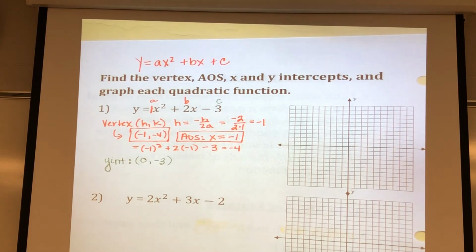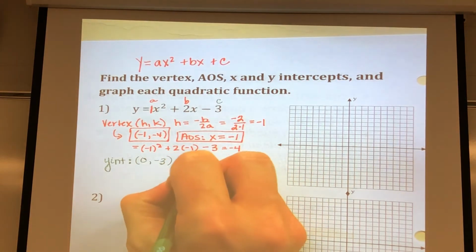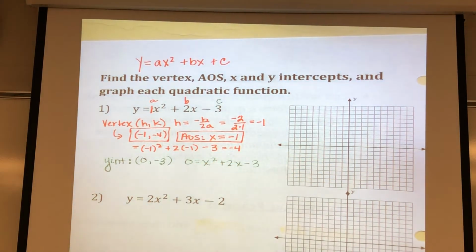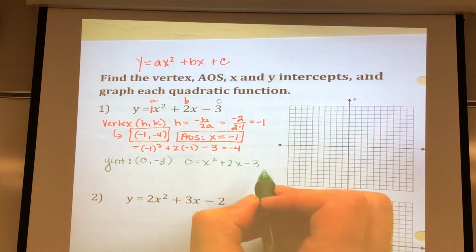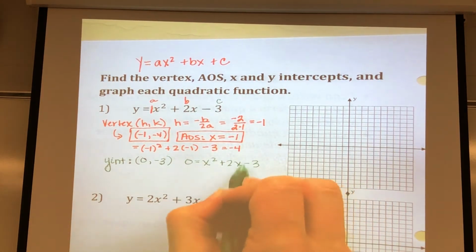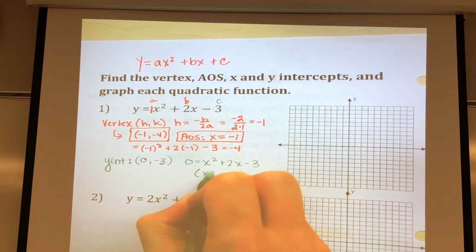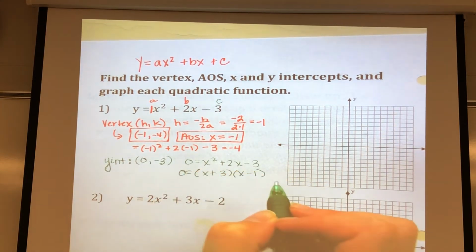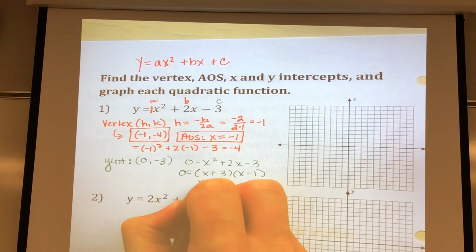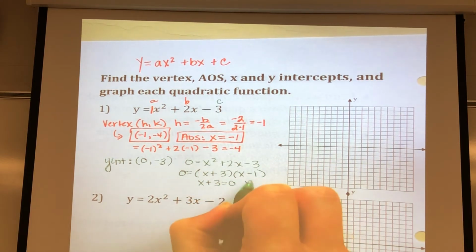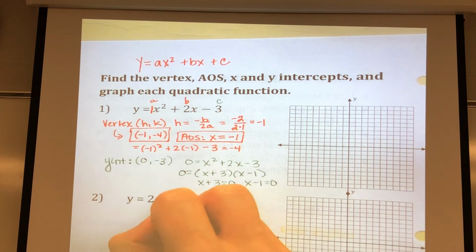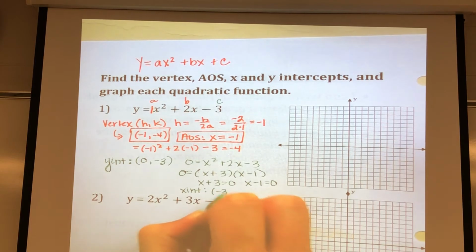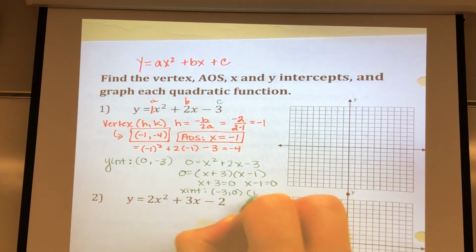To find the x-intercept, we put 0 in for y, and then you can either factor or you can use the quadratic formula to solve. This one's pretty easy to factor. We need something that multiplies to get negative 3 and adds to 2. We get (x plus 3)(x minus 1). Then we set these equal to 0: x plus 3 equals 0, x minus 1 equals 0. And we get 2 x-intercepts here. If we subtract the 3 to the other side, we get (negative 3, 0), and we add that 1, we get (1, 0).